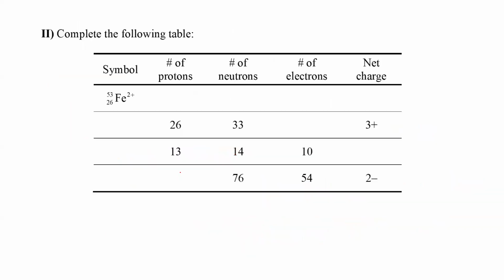If you look at exercise number 2, complete the following table, and we have the symbol, the number of proton, the number of neutron, the number of electron, and the net charge. Okay, here we need the periodic table, and for any element X, we'll have the number of protons Z and the mass number. And the relationship between them, the mass number A will be equal to the number of protons Z plus the number of neutrons N.